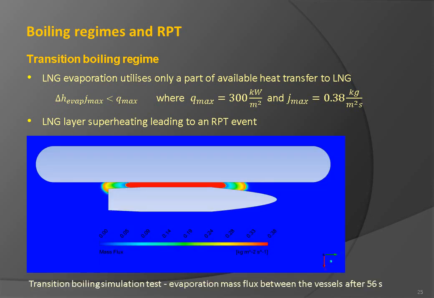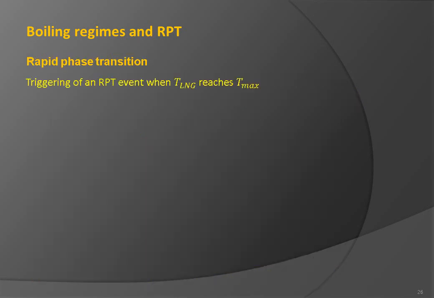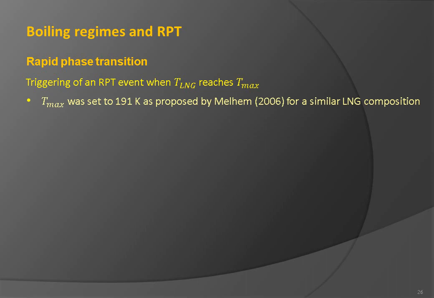Figure shows the local distribution of the evaporation mass flux when the transition boiling regime with the liquid layer superheating is included in the CFD simulation. Although the front of the progressing LNG layer still experiences film boiling, the center of the LNG layer managed to cool the water surface to the point where the transition boiling regime starts to occur. When the LNG liquid layer reaches the maximum superheating temperature, Tmax, it triggers an RPT event. In the present model, Tmax was set to 191 Kelvin, as proposed by Mellem for a similar LNG composition.